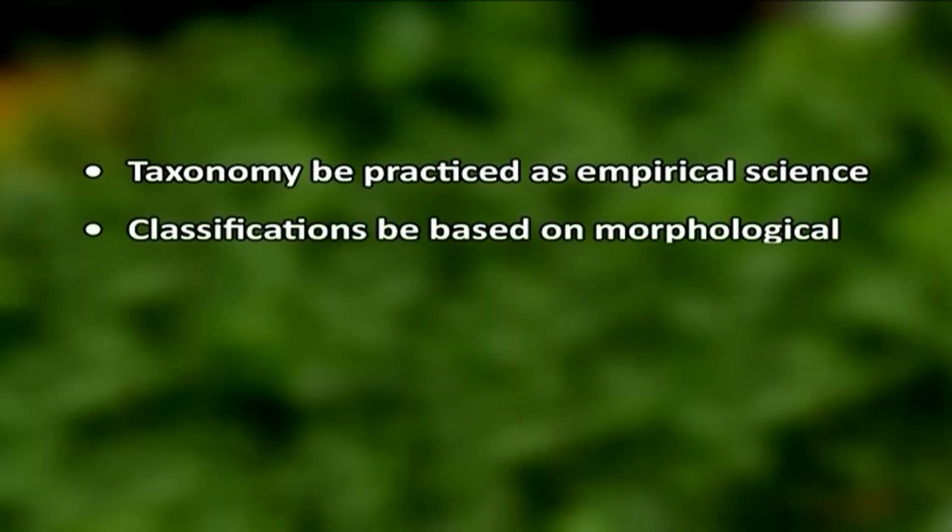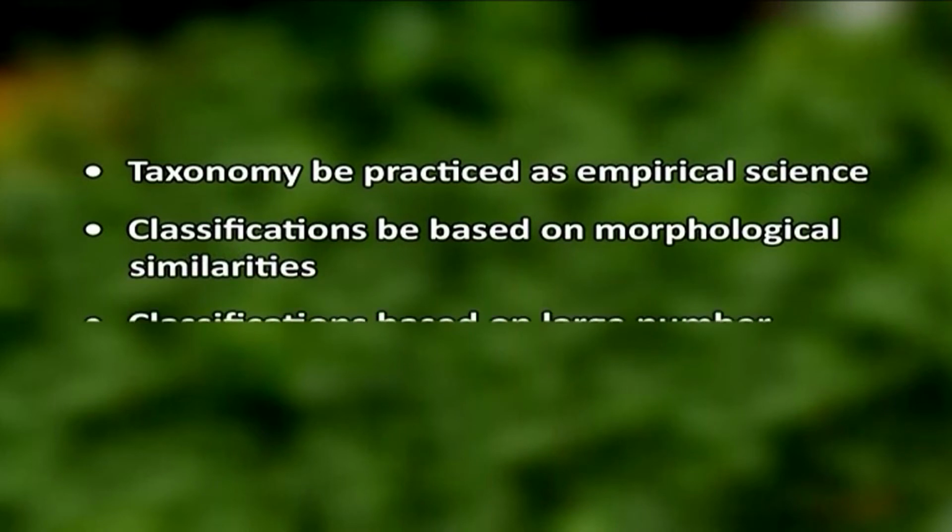Now, the principles of numerical taxonomy. Sokal and Sneath proposed seven main tenets of numerical taxonomy, which are: number first, taxonomy should be practiced as empirical science. Number second, classifications should be based on morphological similarities.